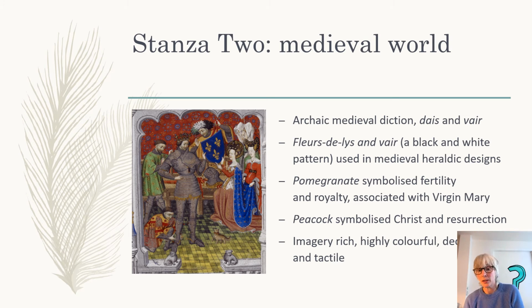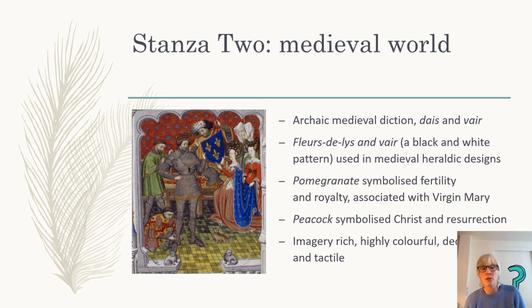The pomegranate symbolised fertility and royalty. It was associated with the Virgin Mary, so in paintings she would sometimes be holding a pomegranate with all the seeds in. Fairly literal, you can understand why that means fertility. A peacock in medieval bestiary, i.e. medieval ideas about animals, could symbolise Christ and resurrection.